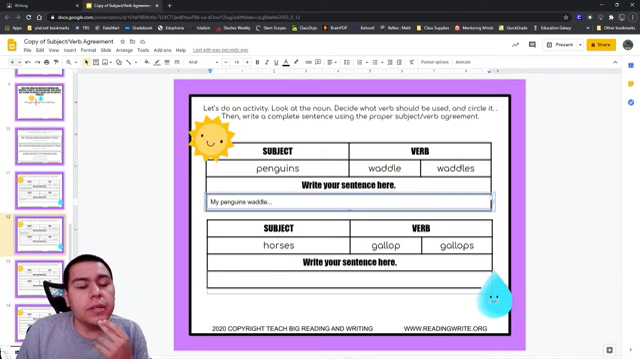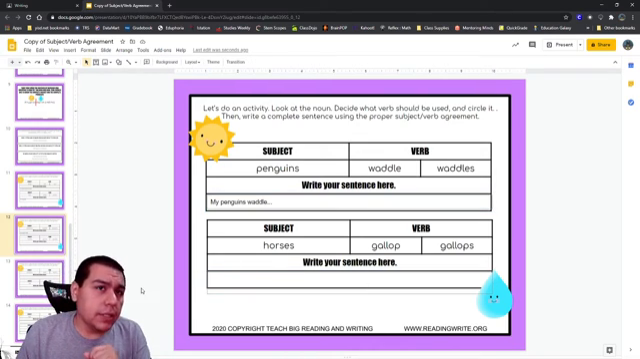On the ice, very good. Because penguins live in very cold places. Any of those would be great ways to end the sentence. My penguins waddle to their home. My penguins waddle to get food. My penguins waddle on the ice. Any way you chose to end that sentence is fine.